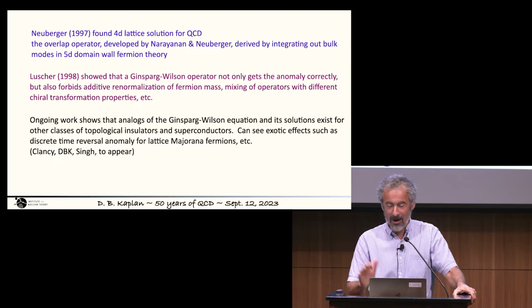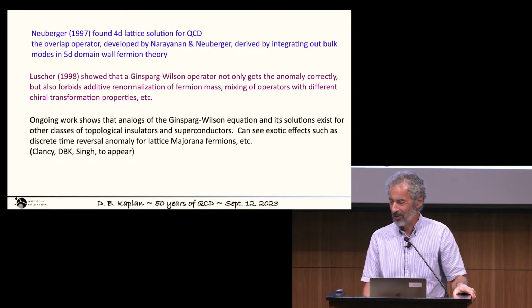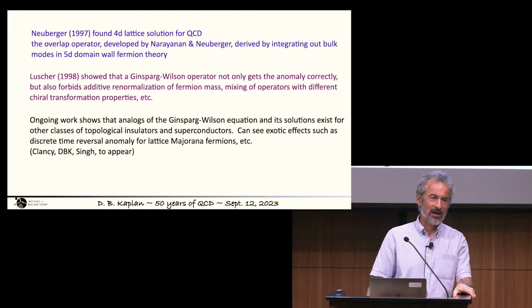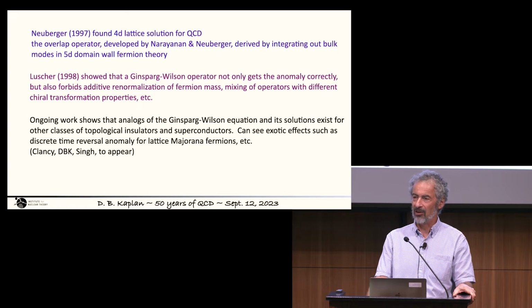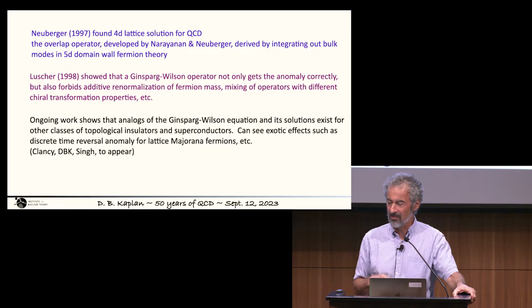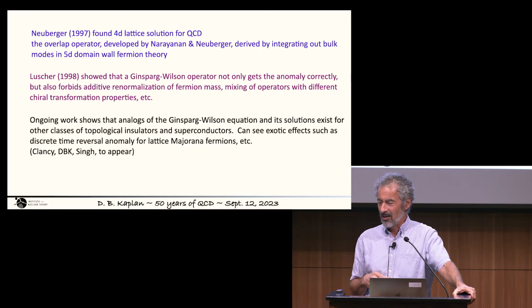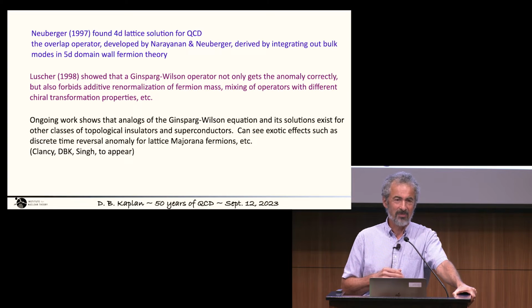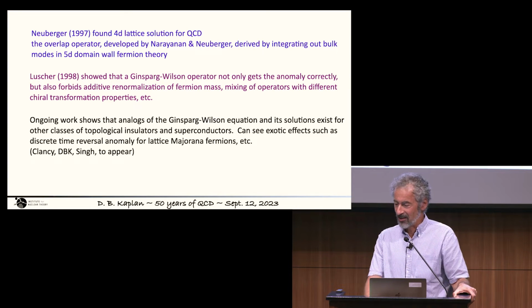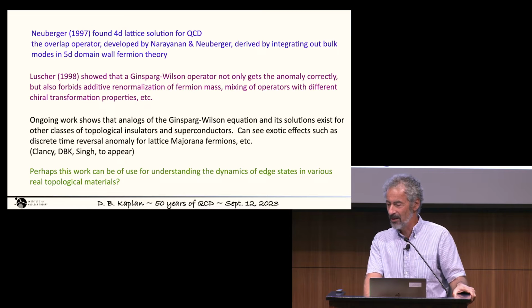So right now, actually this week, hopefully it'll appear, with some collaborators we have shown how the Ginsparg-Wilson equation can be extended to all the different topological classes of fermions. And the hope then is that this Ginsparg-Wilson equation, which does not seem to be known to the condensed matter theorists, can give you a better way of understanding the dynamics of edge states in condensed matter systems. So that's one direction I see possibilities for future progress.